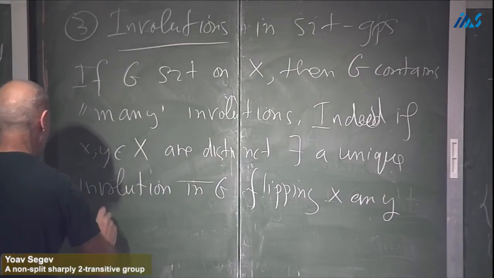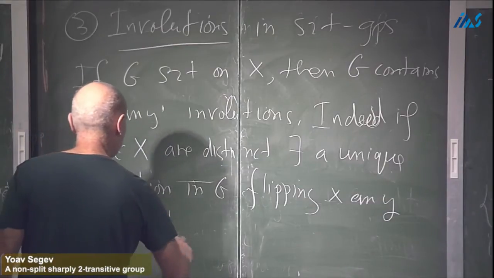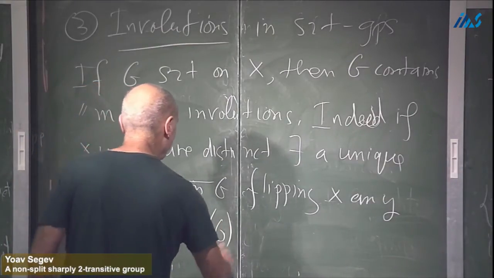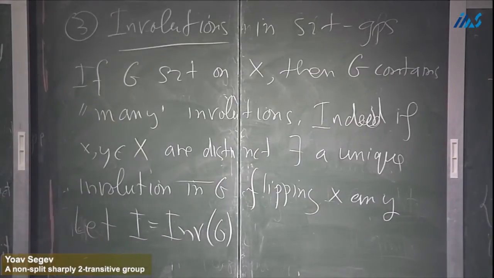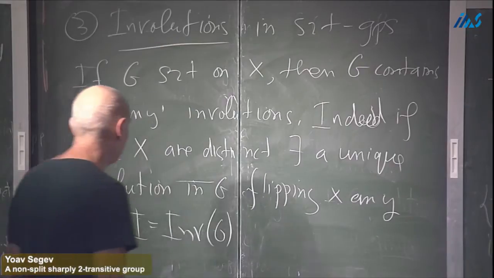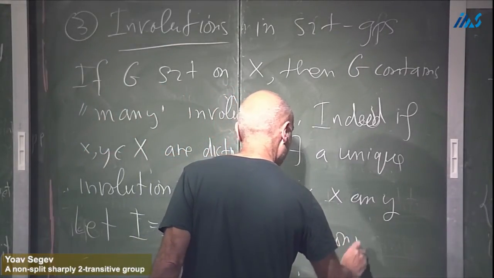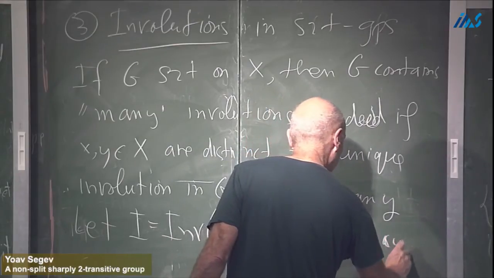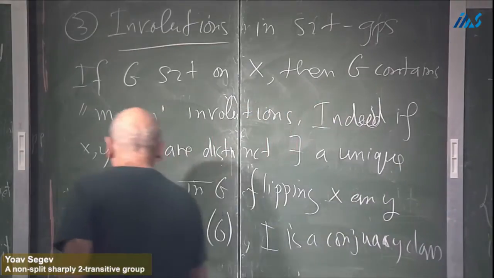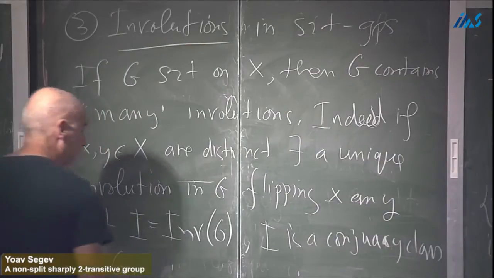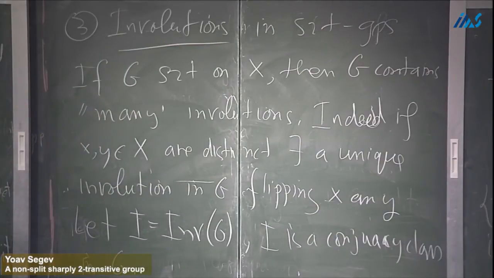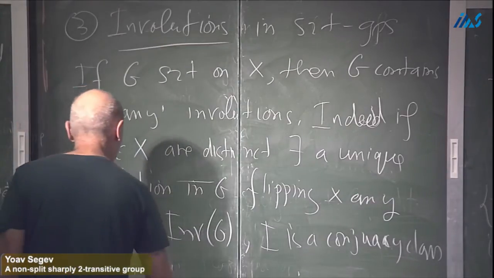So let I be the set of involutions in G, and this notation will prevail throughout the talk. I is a conjugacy class in G, as is easy to see. You can take any pair of elements, and a pair of elements determines an involution. So I is a conjugacy class.